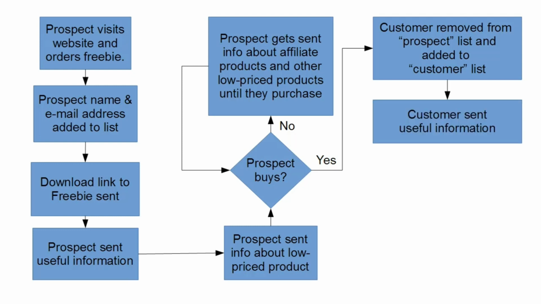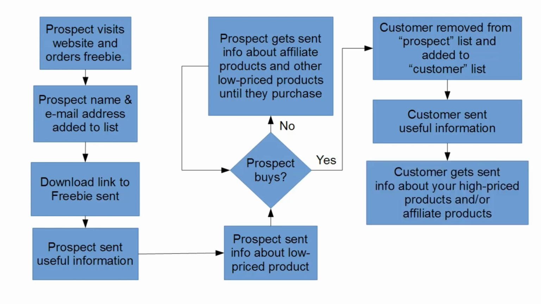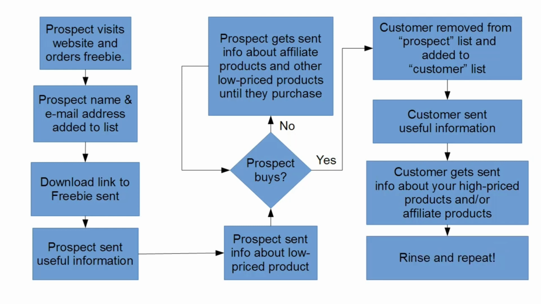Then, of course, the customer gets sent useful information, same sort of rate. And of course, the customer then gets sent information about your high price products and also about affiliate products at the same sort of price range. And again, you just simply rinse and repeat all the way through your sales funnel. So this is an ongoing process that keeps going on for every stage in the sales funnel that your prospect or customer is at.